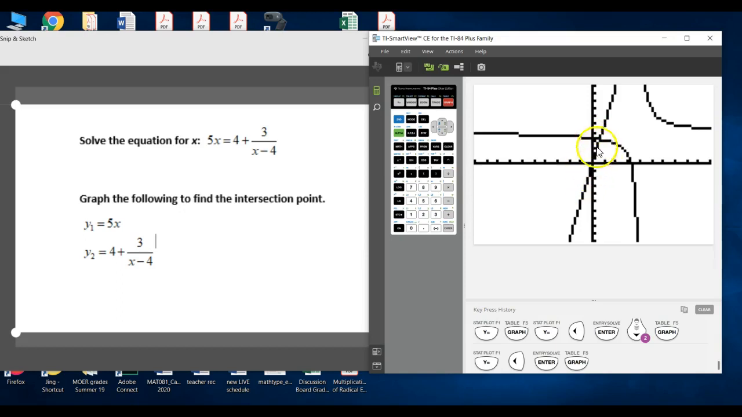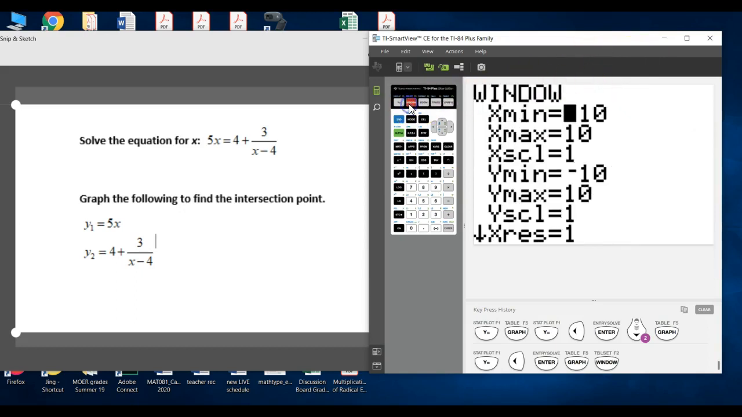I know that this linear graph will continue to rise with a positive slope of 5 over 1, and it looks like this rational function also continues as my y values get larger. So there's probably another intersection point somewhere higher on the screen that I just can't see. That tells me I need to increase my y maximum. So I'm going to go to my window and change my y max. Let's try 30 and see if that's enough.